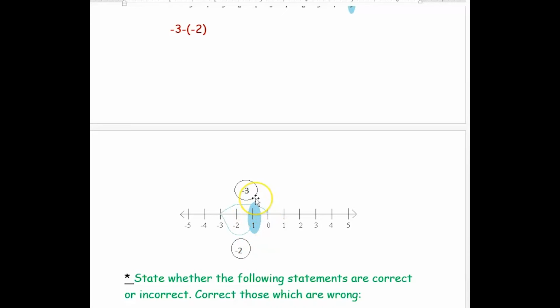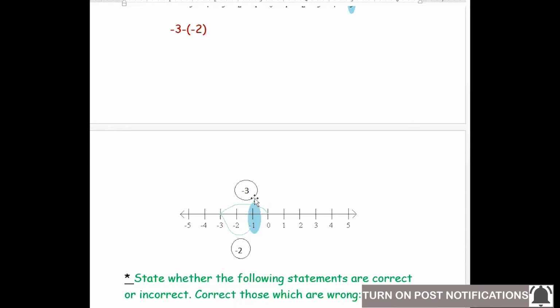So in total, we have 4 rules for integers, addition and subtraction: 2 rules each.